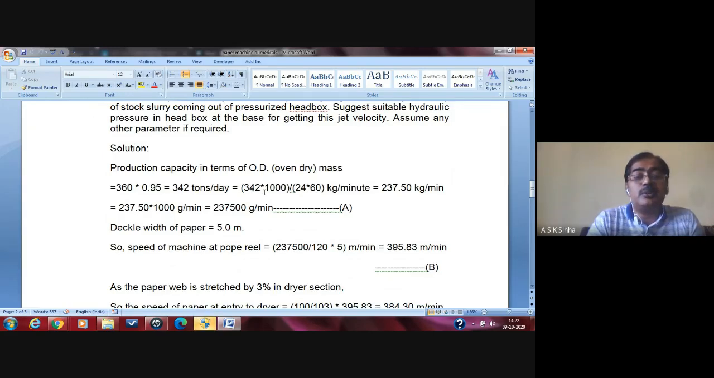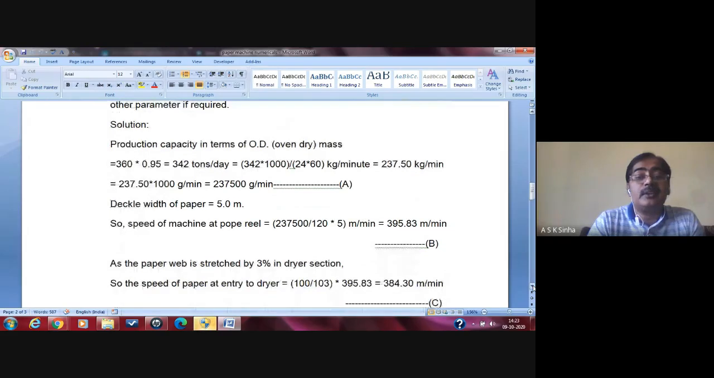Right, so it will be 342 into 1000 divided by 24 into 60, and that will be in terms of kg per minute. If you do the calculation here, it will come to 237.5 kg per minute. And this is equal to, again in terms of gram, 237.5 into 1000 gram per minute, and this will be the value in gram per minute here, 2,37,500 gram per minute. So this conversion has been done for the simplicity of the next calculations.